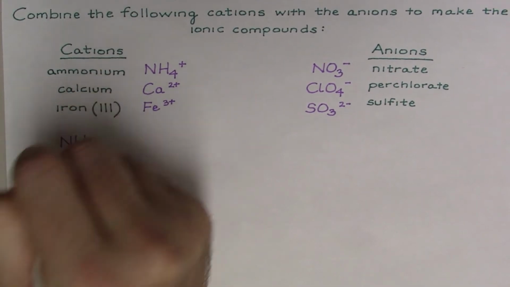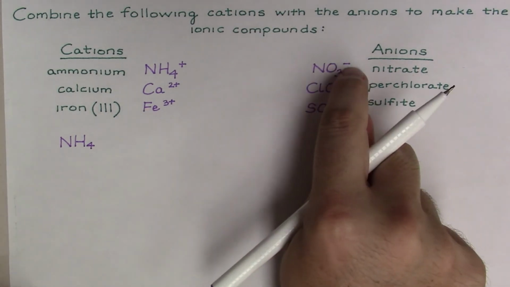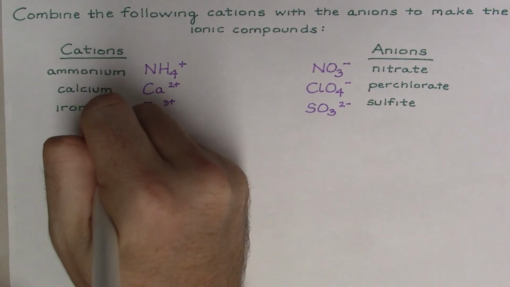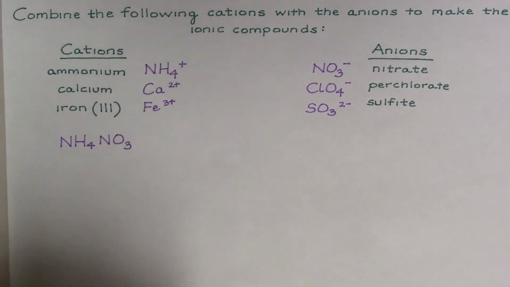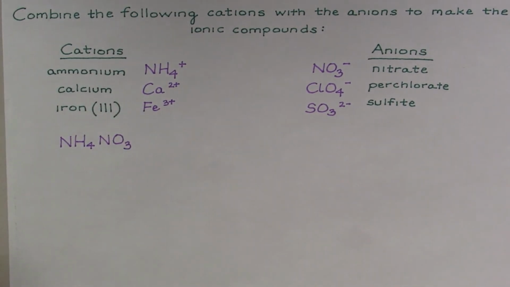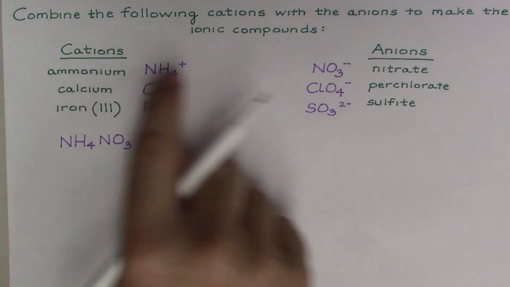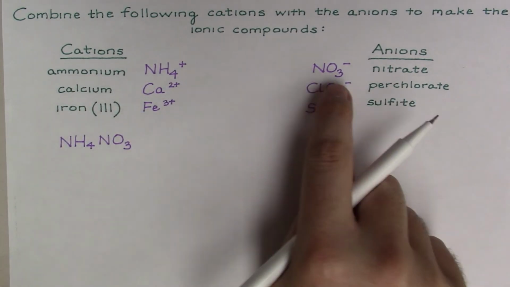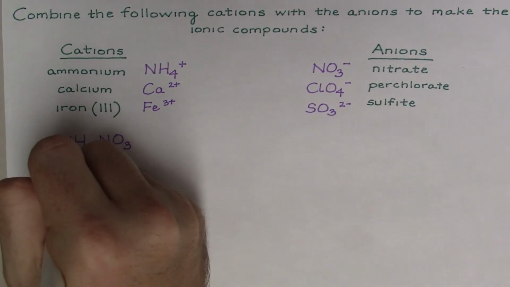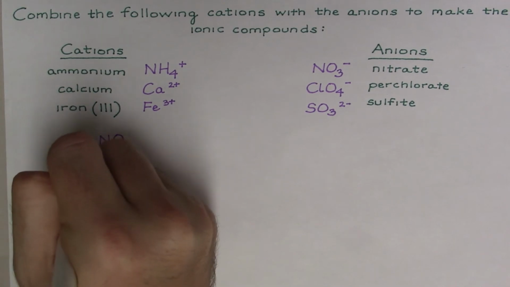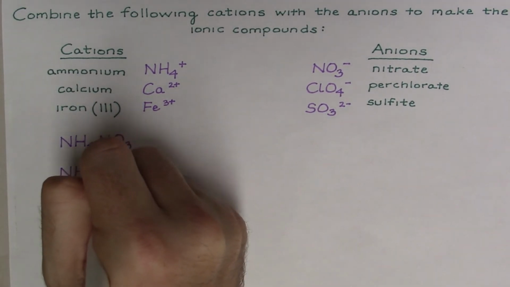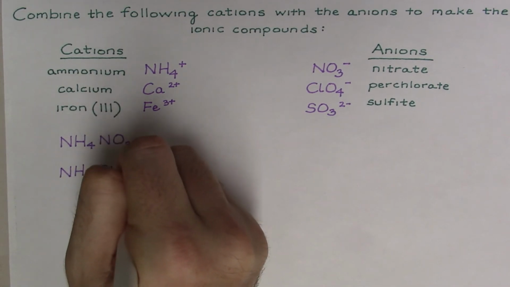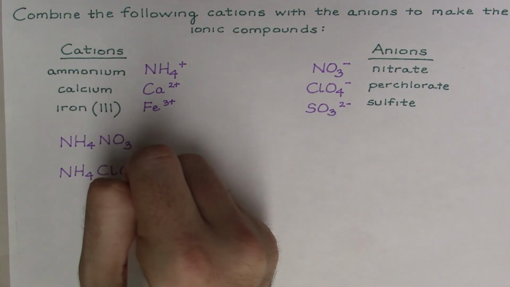So in this case, we have NH4, it's 1 plus. We can match it with nitrate, which is 1 minus. So we only need one of each species. That gives us NH4NO3. For our ammonium and perchlorate, we still have the opposite charges. So our salt is going to be NH4ClO4, and this is ammonium perchlorate.